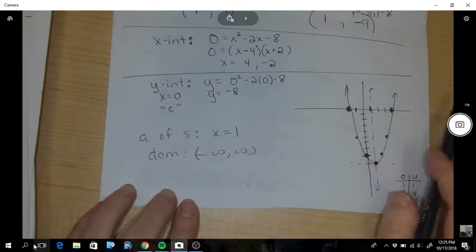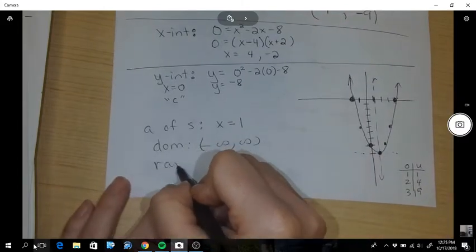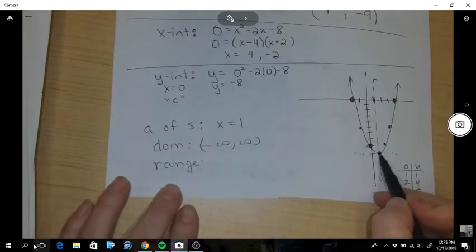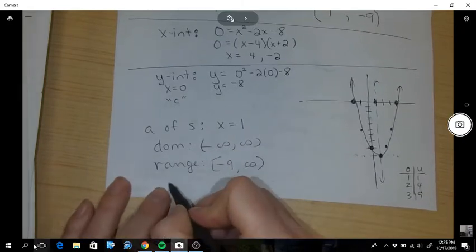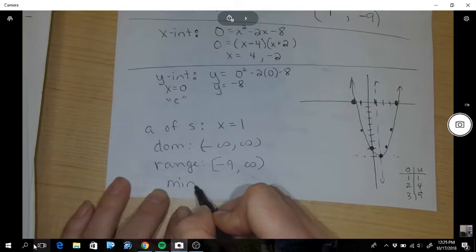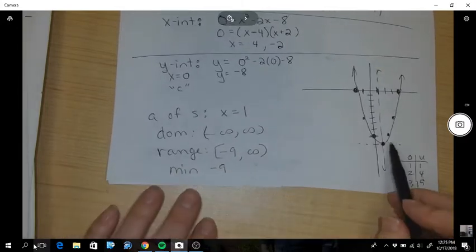is negative infinity to infinity. It goes forever left and right. Your range is a height of negative 9 to infinity, which is a minimum point. So min, because it's the lowest.